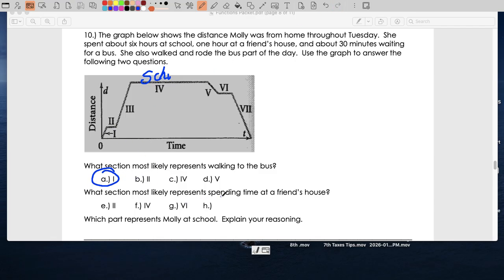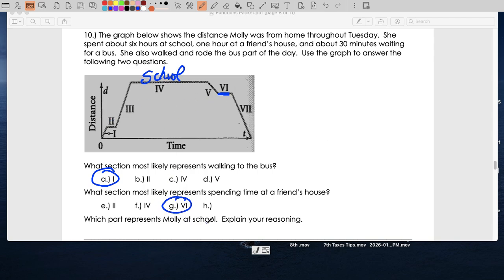What section most likely represents spending time at a friend's house? Well, I would say section 6, because remember, when she's at a location and she's not moving, her distance to the house is the same, so we call that section 6.